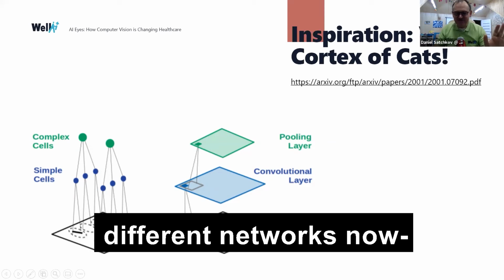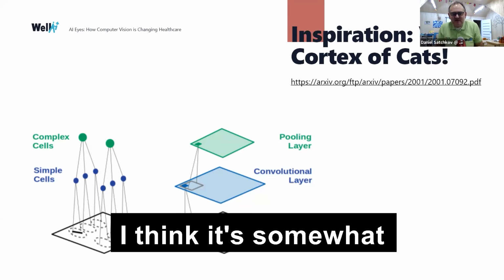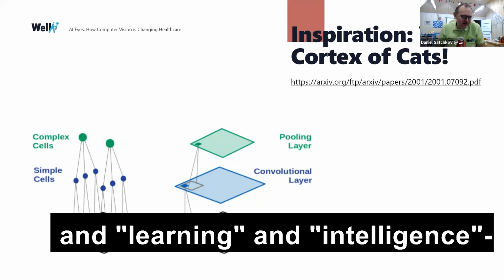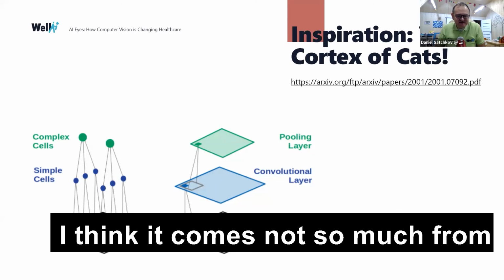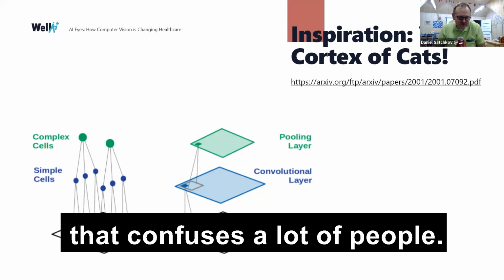Of course, there are many different networks now. They don't have to follow this. I think it's somewhat unfortunate that this language is used, like neural and learning and intelligence. I think it comes not so much from science, but more from imagination. That confuses a lot of people.